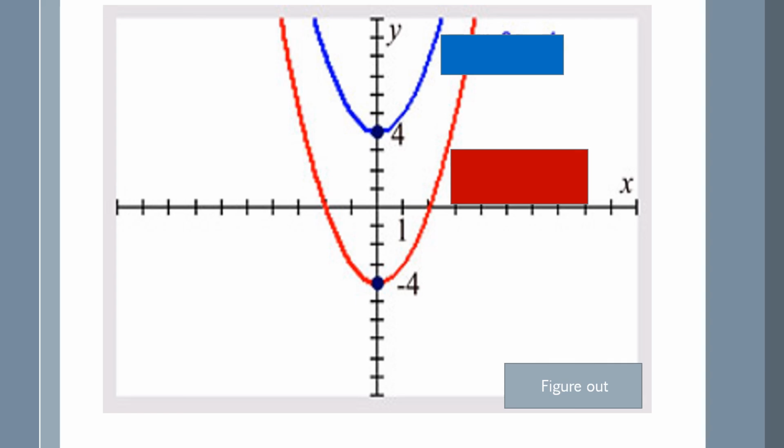Now let's figure out the quadratic equation of each parabola. Let's look at the blue curve. Its vertex is 0, 4. So its equation is y equals x squared plus 4. Now let's look at the red parabola. Its vertex is 0, negative 4. So its quadratic equation is y equals x squared minus 4.